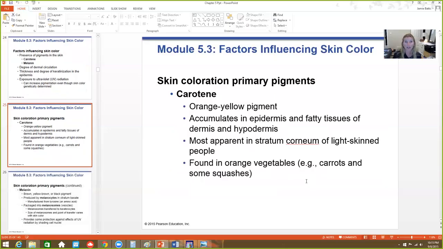So keratin, as I said, is that orange-yellow pigment. It can accumulate in fatty tissues, in the hypodermis, but it can also accumulate in the epidermis. It's usually abundant in the stratum corneum of people like myself that have fairly light skin. It's also found in orange vegetables like carrots, sweet potatoes, squashes. And in fact, people that eat lots of carrots or lots of sweet potatoes may notice that their skin has an orangish tone to it, especially in those thicker areas like your palms or soles of your feet, and it's just from an accumulation of keratin.